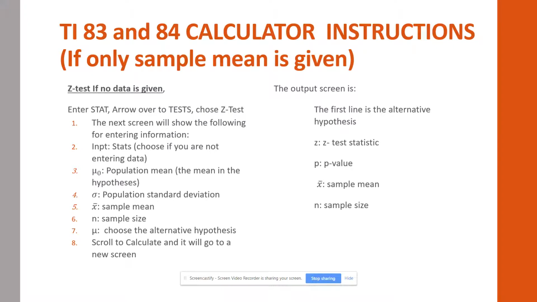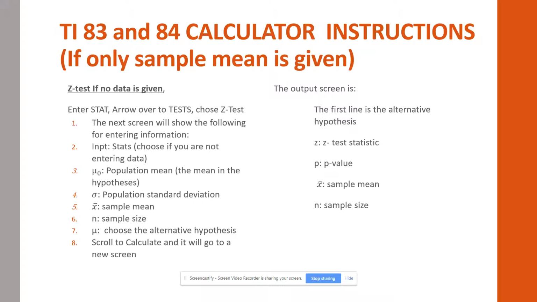For your input, you're going to choose Stats and hit Enter. The mean with the little small zero is the population mean. Again, that's the mean you have in your hypotheses. Your sigma is your population standard deviation. Your x bar is your sample mean. Your n is your sample size. And then the mean by itself at the bottom is where you choose the alternative hypothesis. So it's very, very important that you choose the right hypotheses that you want to look at. If not, this will mess up your results in the calculator.